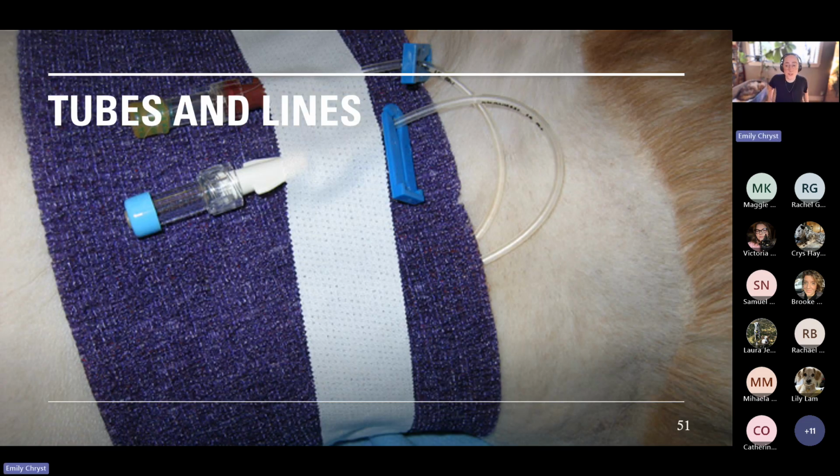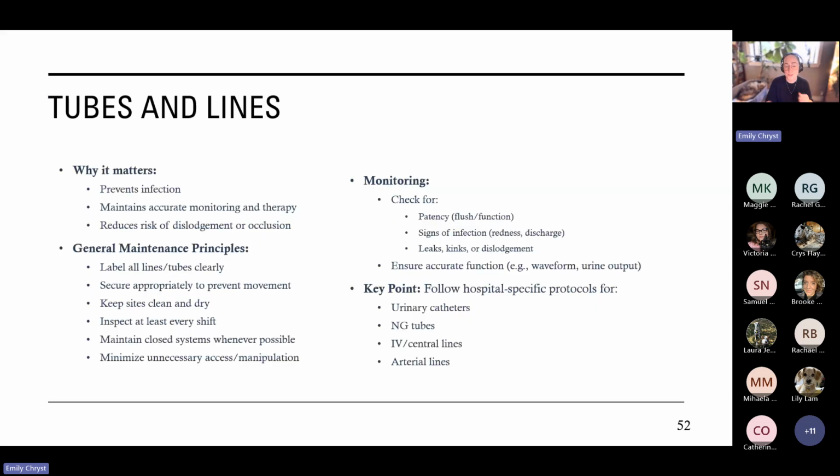Next is management of tubes and lines. I, again, am not going to go through all of the specifics. The way in which you perform catheter care, for example, could be different between hospitals. There are a lot of right ways to do things. I'm not going to go to that granular of a detail, but I am going to talk about the importance here and give some just general principles.